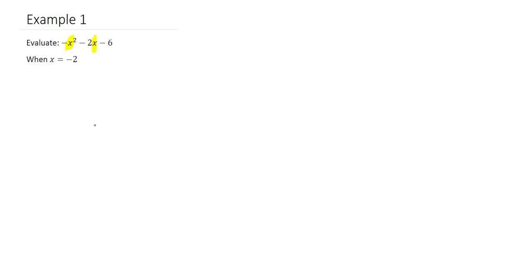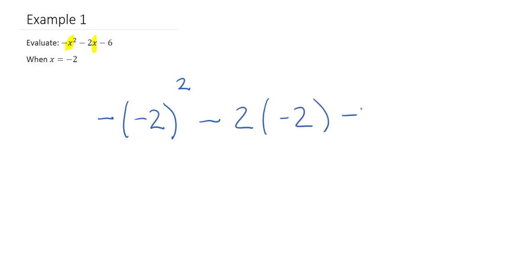So we have negative, and then we have x, so negative (negative 2) squared. We're putting it in parentheses. Then we have minus 2 times (negative 2), and then minus 6. Notice that anytime we saw x, we put in, with parentheses, this negative 2.